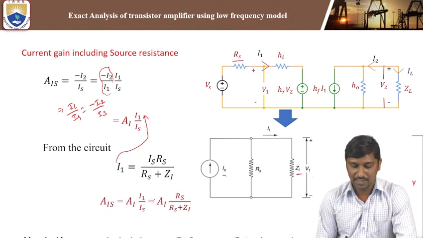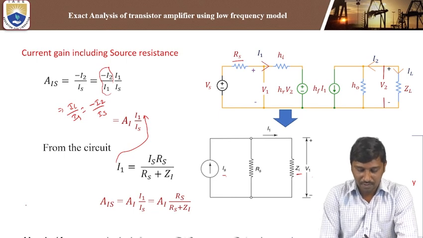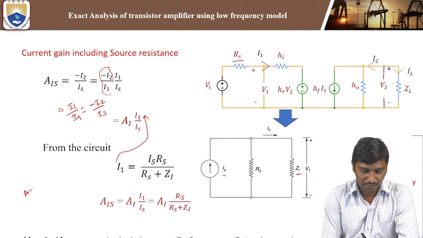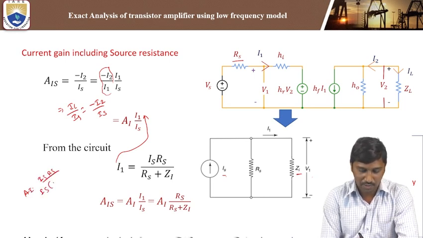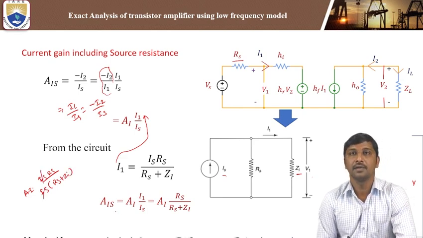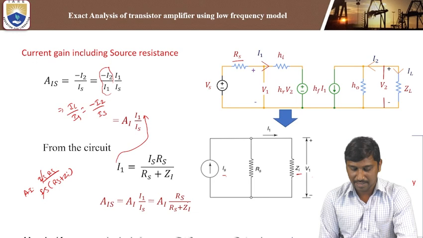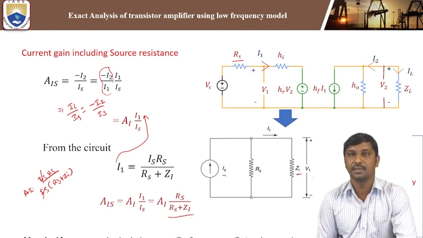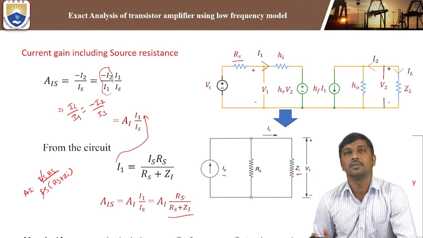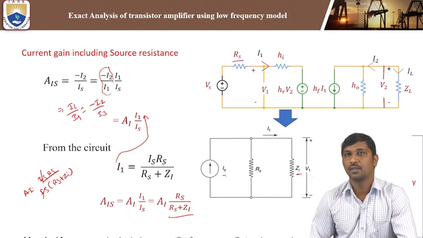Now I can substitute this I1 here. So this is AI times I1 by Is, which is Is into Rs by Is into Rs plus Zi. So this Is gets cancelled. Then it becomes AI times Rs by Rs plus Zi. So this is the parameter with respect to your source resistance.